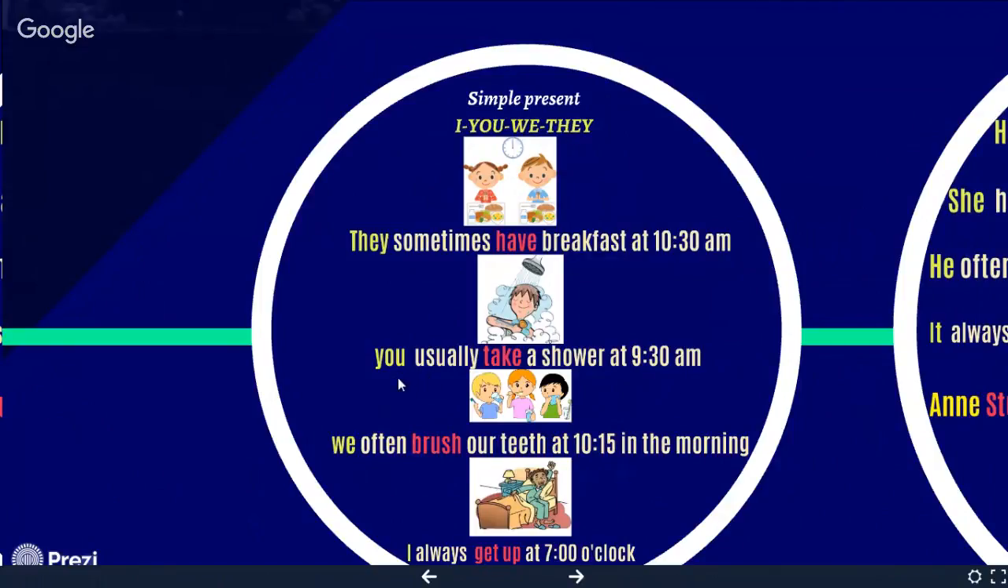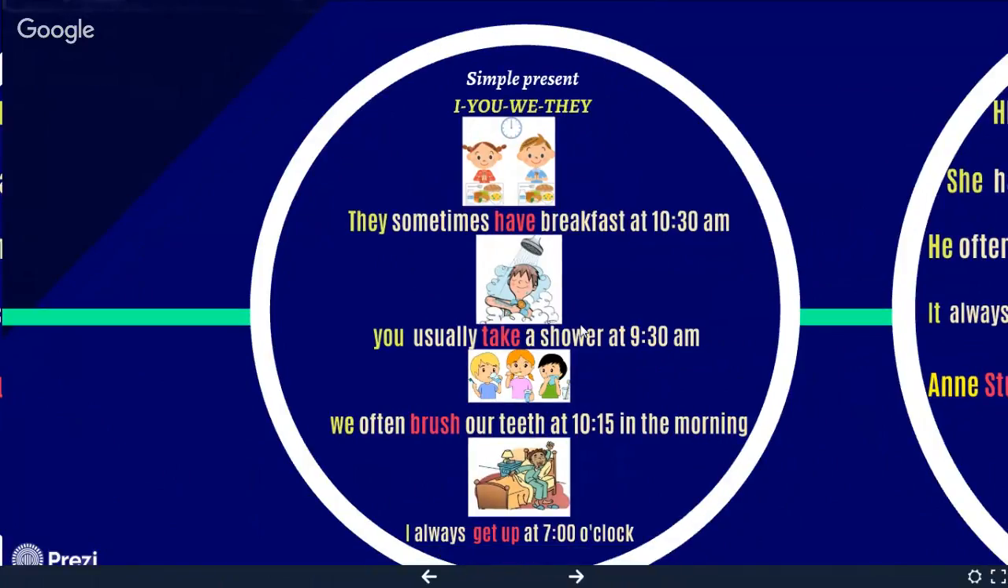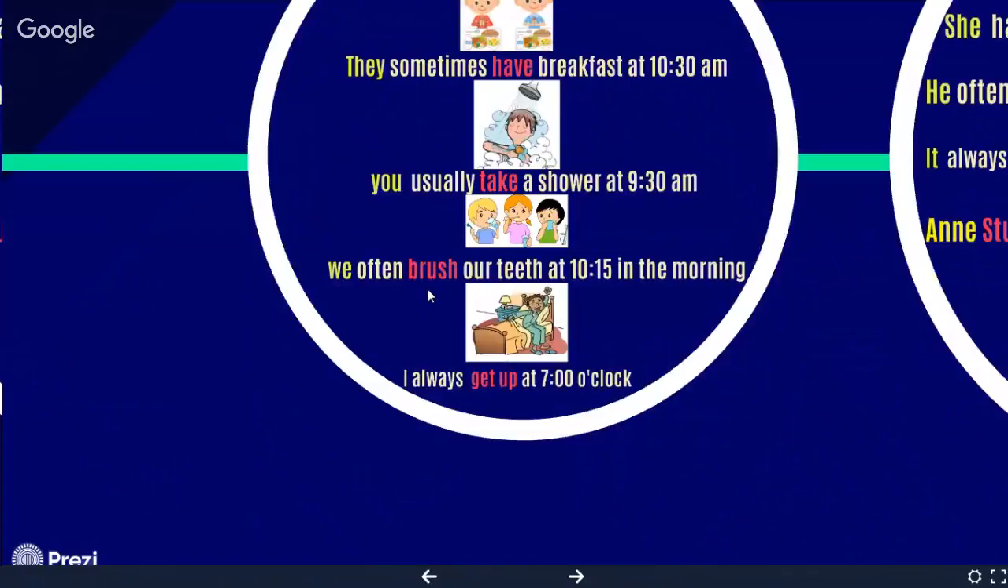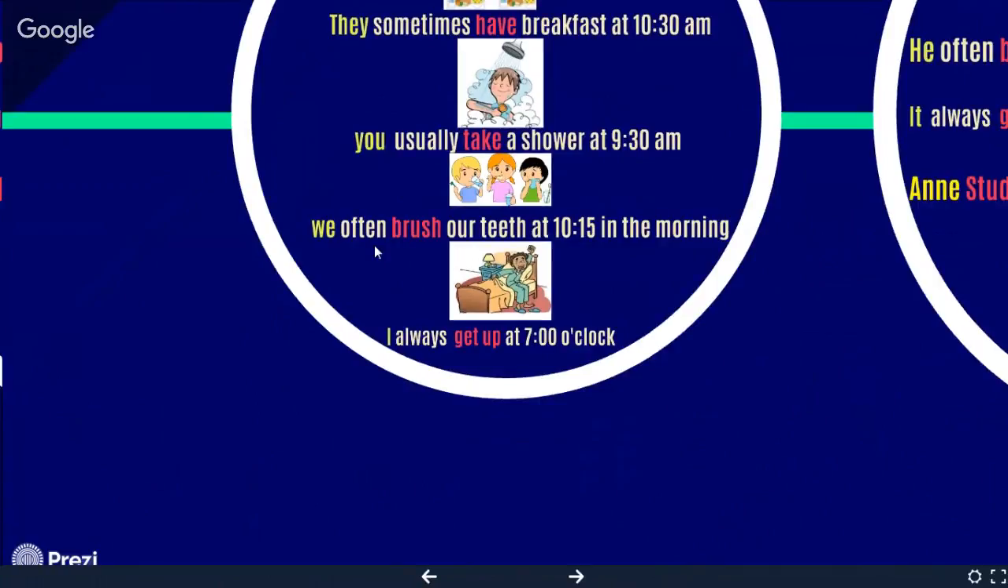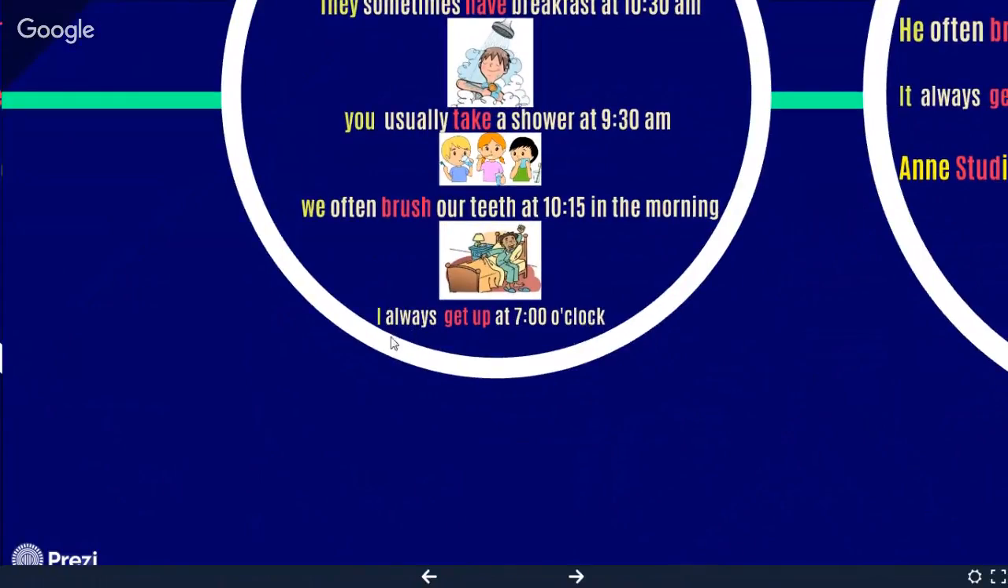The other sentence is about the verb take a shower. You usually take a shower. I take a shower. We take a shower. They take a shower. We often brush our teeth at 10:15 in the morning. I brush my teeth. They brush their teeth. You brush your teeth. I always get up at 7 o'clock. You always get up. We always get up. They always get up.